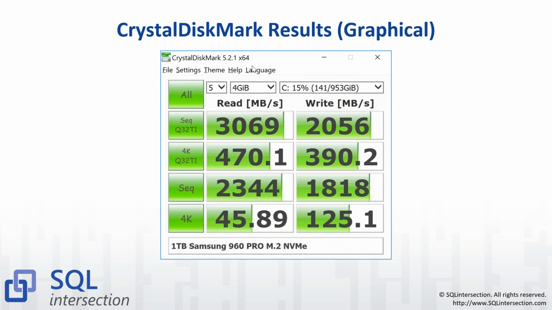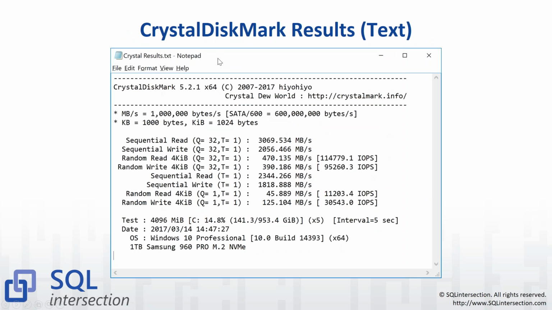And then you can also get the text results, which give you more detail about the test. It tells you the throughput up here, and then it shows you the random down here and shows you the IOPS, and that's what you care about, these top 4 lines. And then it tells you some more details about how big the test file was, when you ran the test, what operating system you were using, and whatever you typed in that text box.